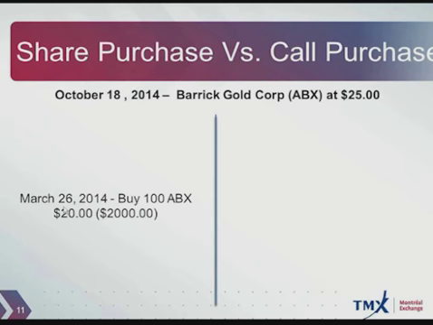So here's just an example that we're looking on March 26 at considering buying 100 shares of Barrick at $20 per share. So you're looking at paying out about $2,000. And of course, understand that if we're doing this in our registered account, we can't buy stock on margin.